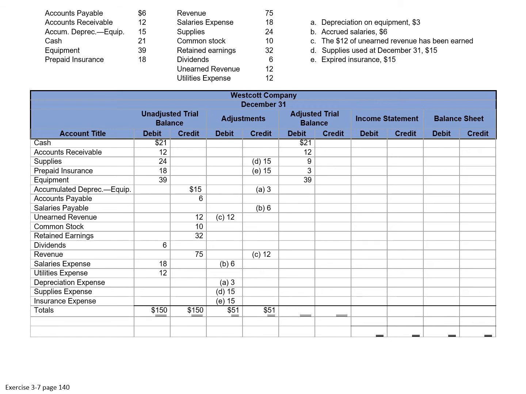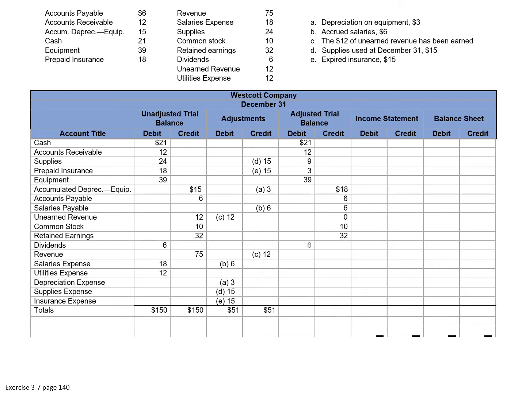Equipment didn't change. Accumulated depreciation, we started with a credit of 15. We recorded another credit of 3, so that's a credit of 18. Accounts payable didn't change. Salaries payable, we had a 0 balance and then we recorded a credit of 6, so we have a credit of 6. Unearned revenue, we had a credit of 12 and then we recorded a debit of 12, so that's 0. Common stock, we had a credit of 10 and that didn't change.